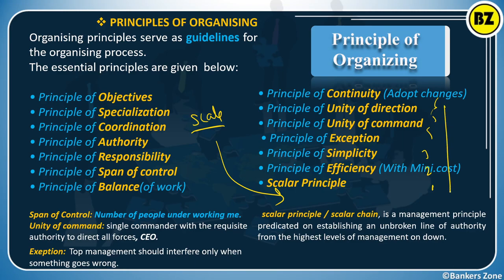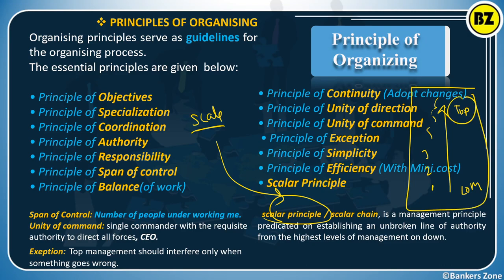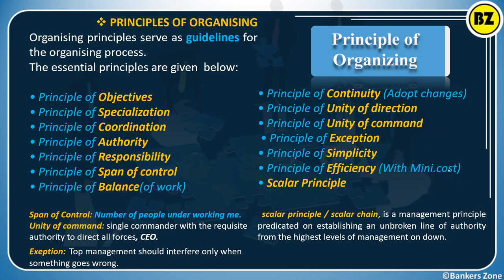That means what? Scale is increasing. That means top management, here is the lower level management. So see what happened in the scalar principle. There is a chain of communication from top management to the lower level of management, which is an unbroken line of authority, right? So this is the scalar principle, right? So these are the principles of organizing, right?